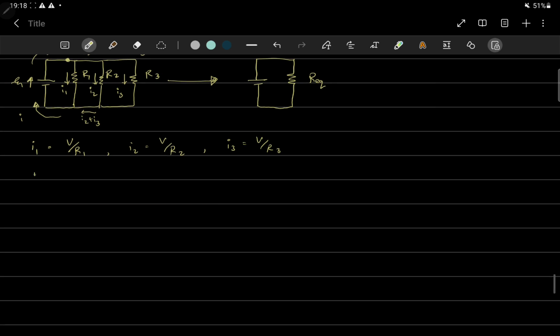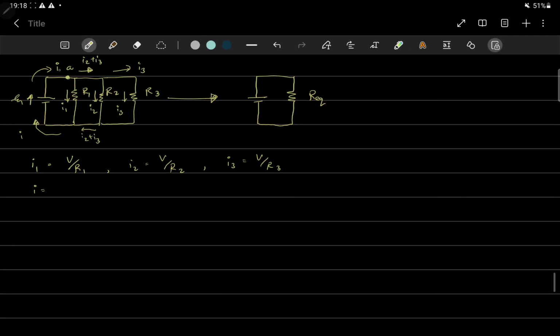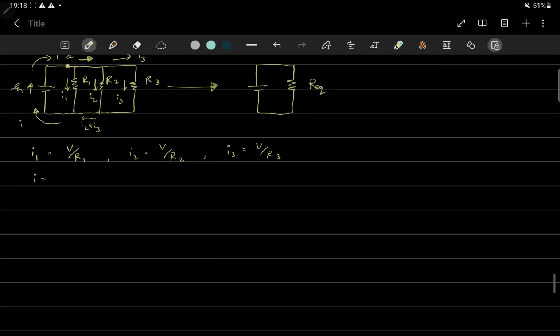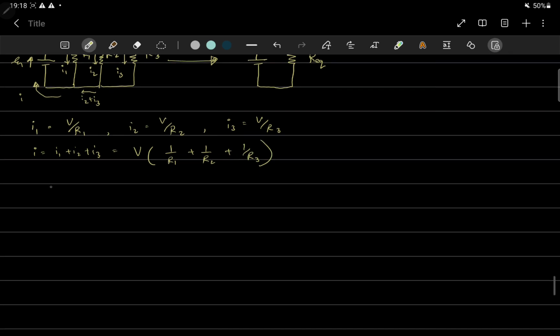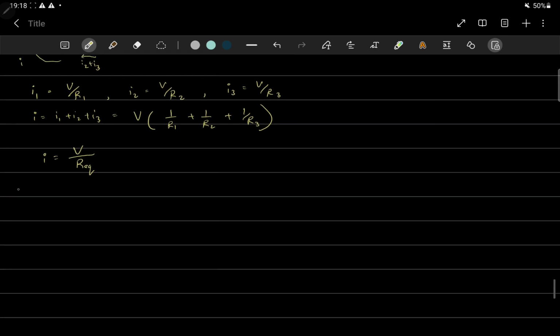And I know for a fact that I is the current that goes in, right? So that should be the accumulation of all the currents, which is I1 plus I2 plus I3, right? So I can write this as V times (1 by R1 plus 1 by R2 plus 1 by R3), and hence normally we would have the total current equal to the total voltage over the total equivalent resistance. So if you compare these two equations, we can figure out that 1 by R equivalent is actually 1 by R1 plus 1 by R2 plus 1 by R3.